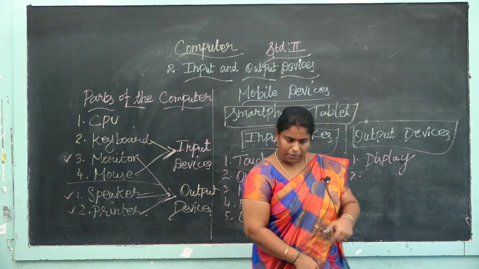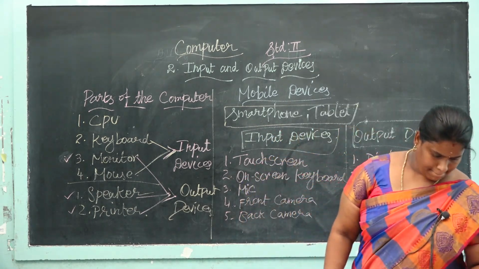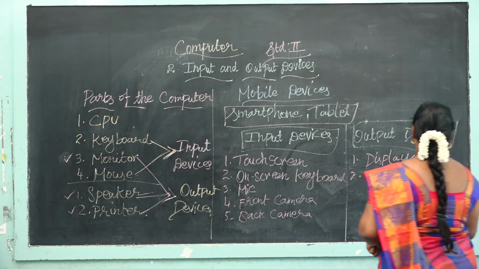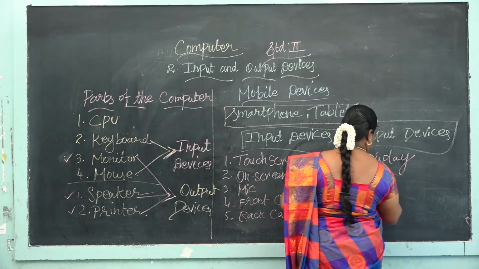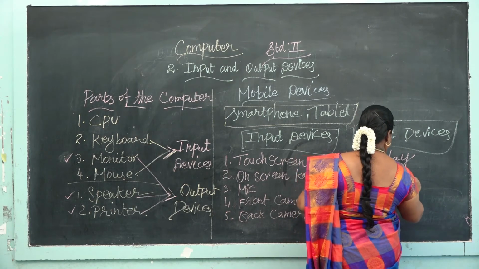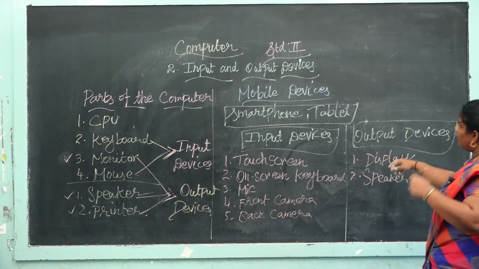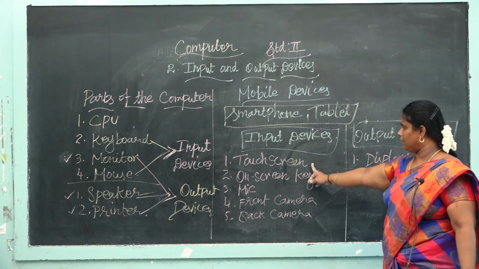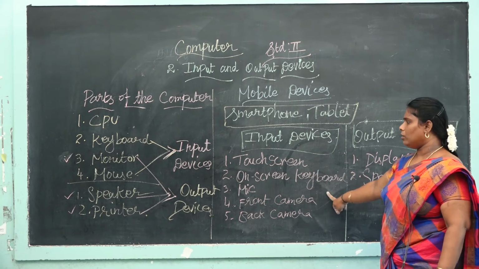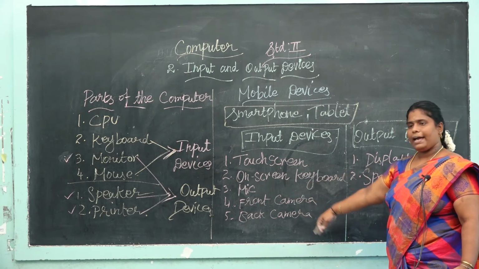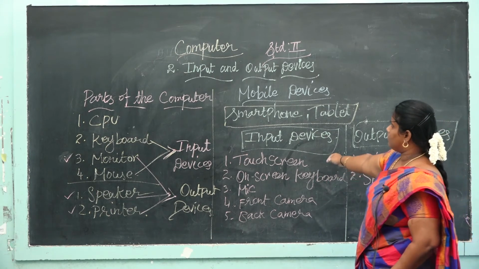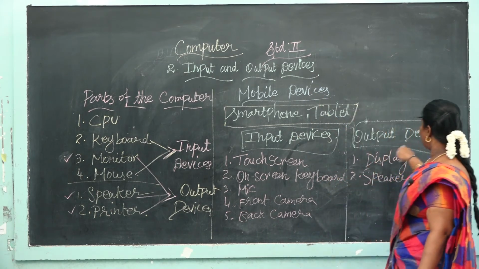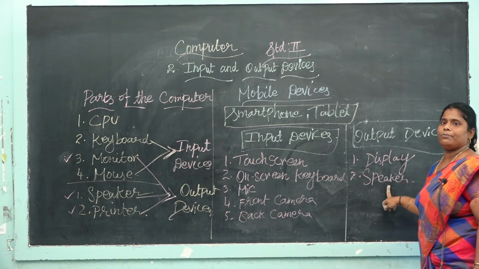Second one, speaker. Okay, ma'am. What are the input devices? First one touch screen, second one on screen keyboard, then mic, front and back camera. These are the input devices in mobile device. Next output devices, display and speaker.